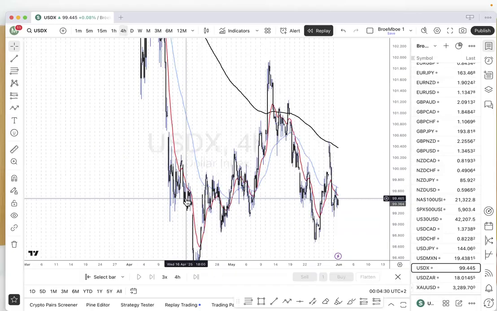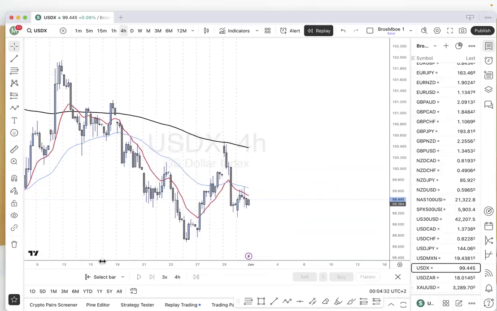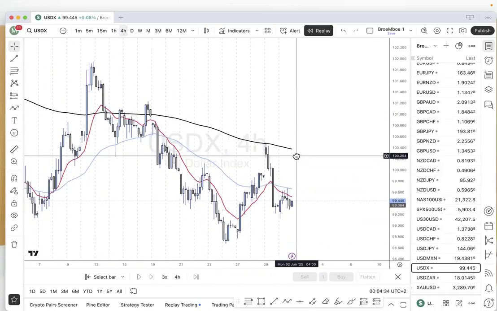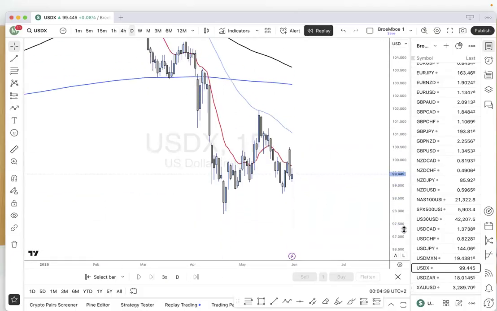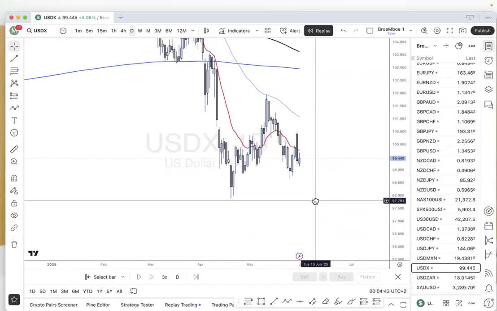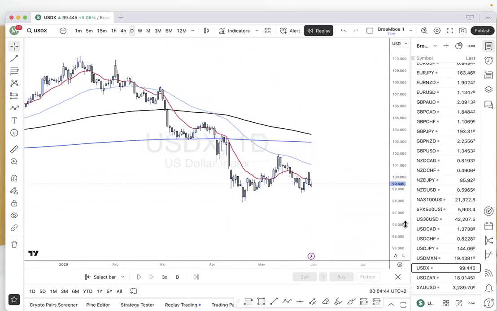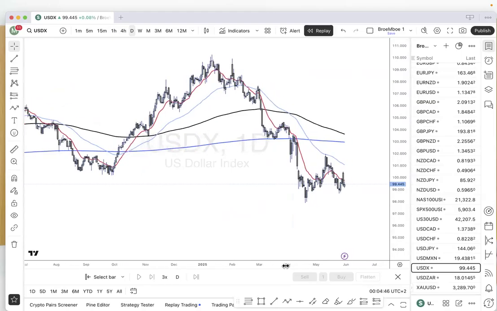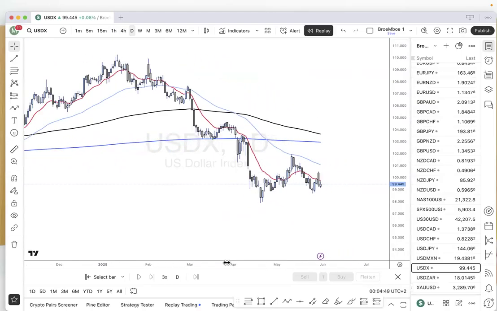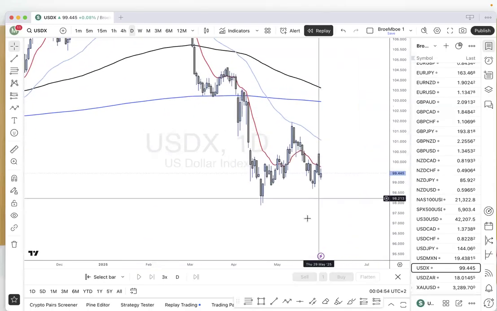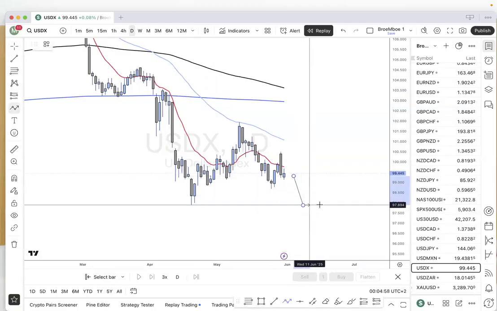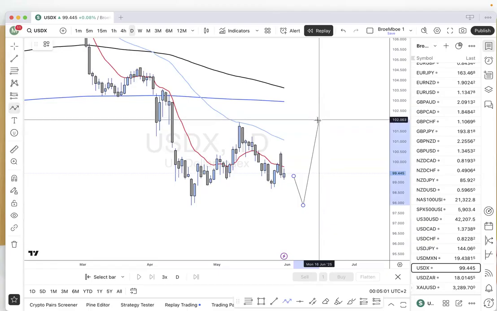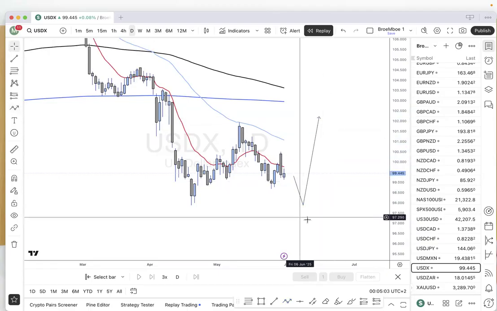If we go to 4 hour, 4 hour is not really clear. D1. So there is a high possibility that we are pushing for the low right here, like going for the last leg. Yeah, for the last leg, then we can push up.